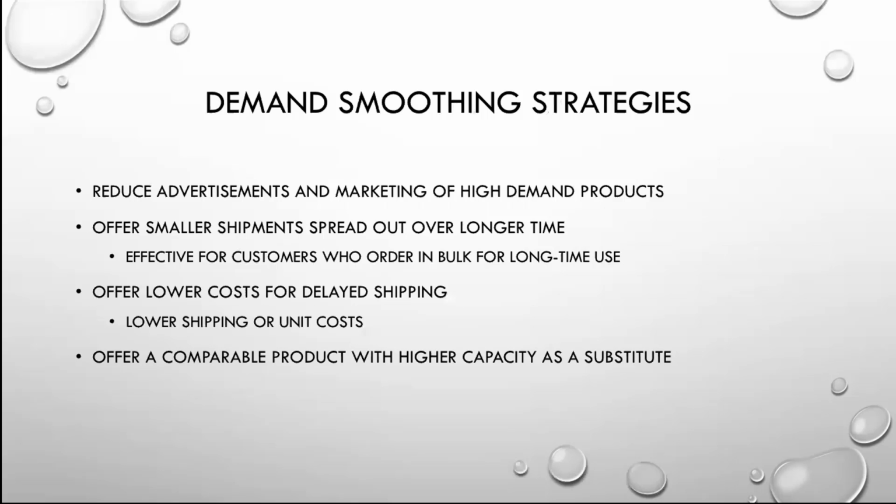In some cases, where you have orders in the future, you may not be able to do that. So that may not be feasible from a supply chain standpoint. It just depends on the type of product. So sometimes if you have a short use, high consumption product, reducing the advertisements and marketing can be a very good strategy. Now, offer smaller shipments spread out over longer time.